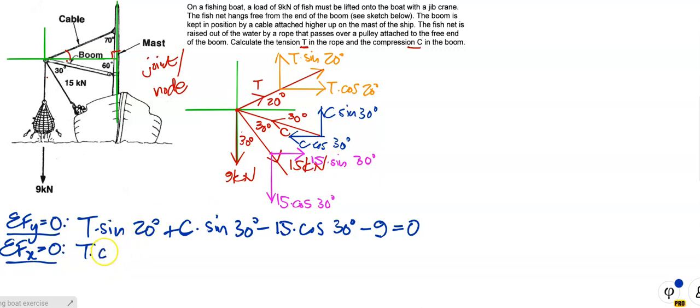T cos 20 minus C cos 30 plus 15 sine 30. Are there any more horizontals? There's no more, so it's equal to 0. And notice, we've got two equations with two unknowns. So what do we do?